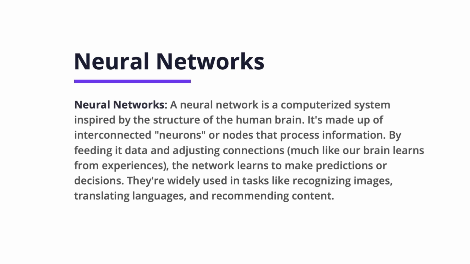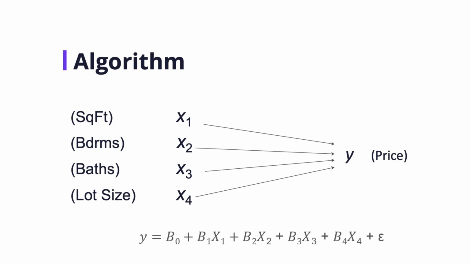In neural networks, a neural network is a subset of machine learning models inspired by the human brain. It consists of interconnected layers of nodes or neurons that take in one or more input values, apply a function to them, and output the result. Each node in one layer is connected to each node in the next, and these connections have weights, which are adjusted during the training process to optimize the network's performance. This is similar to the general concept that we see with a regression equation.